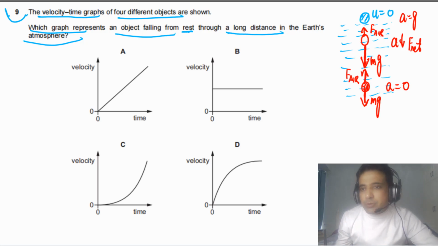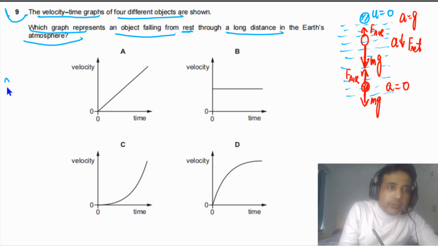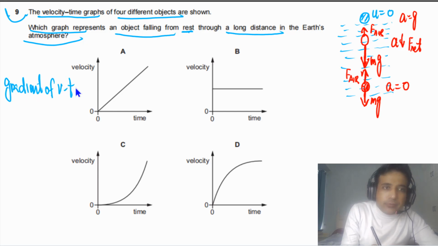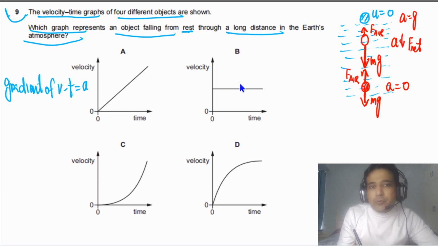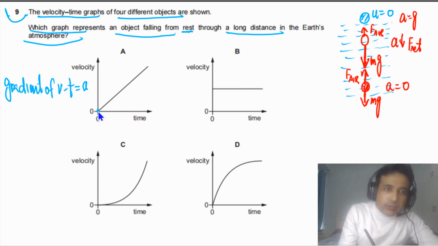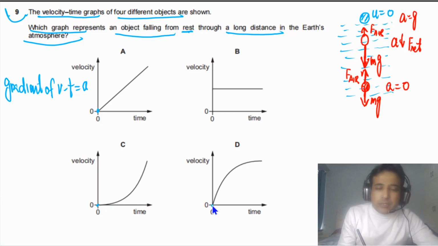We also need to understand one more point, then we can answer this question. You also need to understand the gradient of the v-t graph. This is equal to acceleration. Now if you look at the given options, if you look at initial velocity, it is 0, so this can be a possible answer. This one also can be a possible answer. This also can be a possible answer, but this is not a possible answer because initial velocity is not 0.